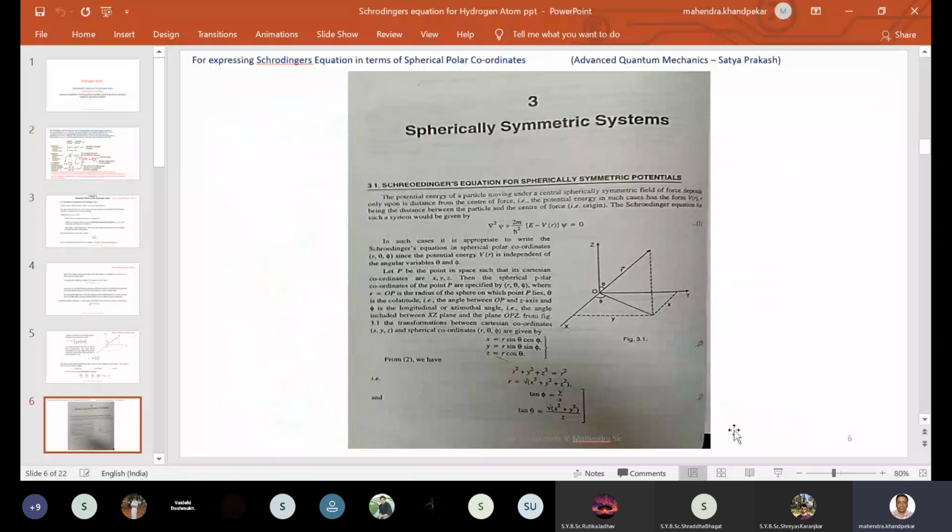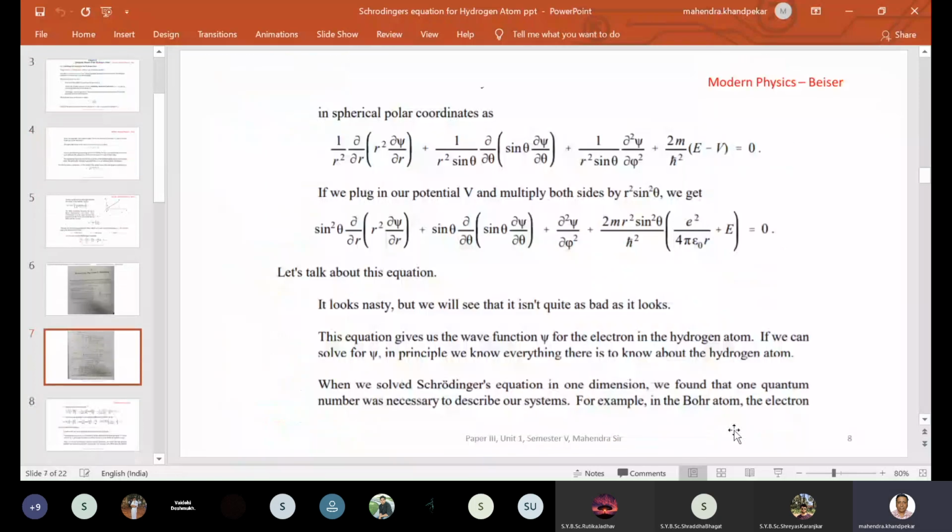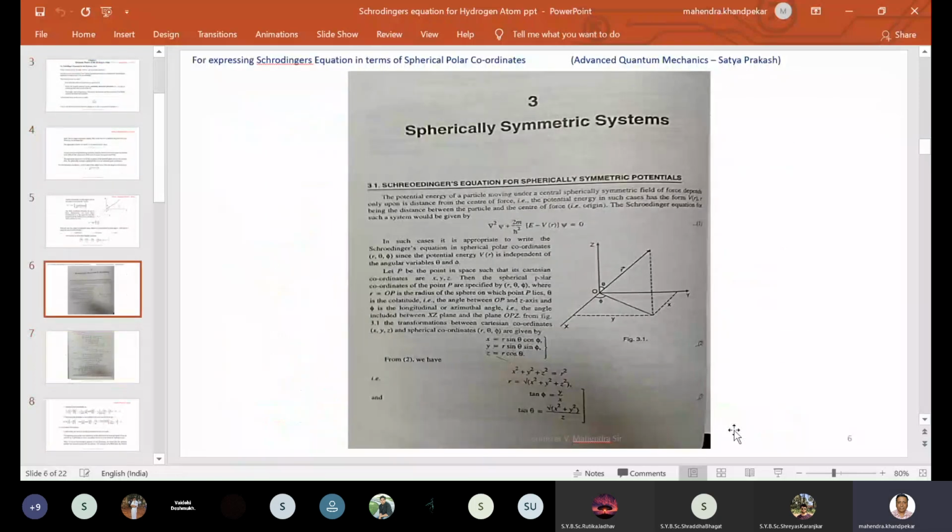You can see here, just a minute. Yes, if you look at the first equation here, can everybody see this? Yes, sir. So see this equation, which I'm showing you here. It shows del square psi plus 2m by h cross square into E minus V psi, of course, is equal to 0. So this equation we are now considering as Schrodinger's equation. Whenever we talk of Schrodinger's equation, I will refer to this equation now.